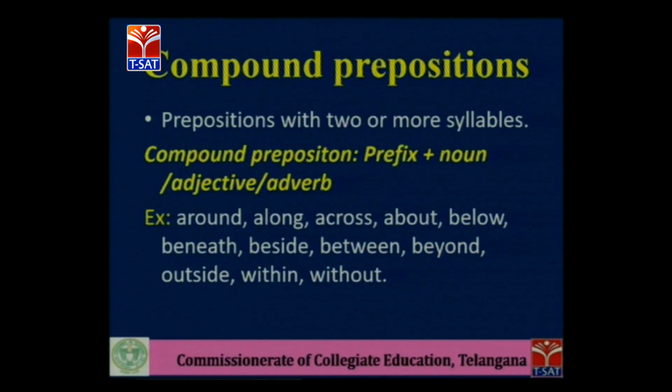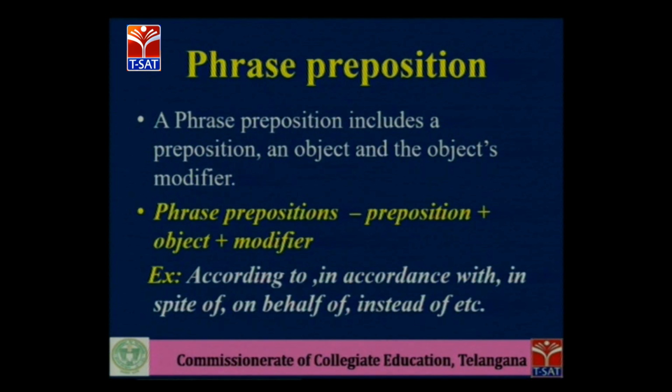And the next type of preposition is the phrase preposition. So do you know what a phrase preposition is? A phrase preposition includes a preposition, an object and the object's modifier. So it consists of three parts: a preposition, an object and the object's modifier. The examples given here are according to, in accordance with, in spite of, on behalf of and instead of. So let's take an example. According to Ramayana, Ravan was killed by Rama. Here we are using a phrase preposition, that is according to. So these are the three types: simple preposition, compound preposition and phrase preposition.